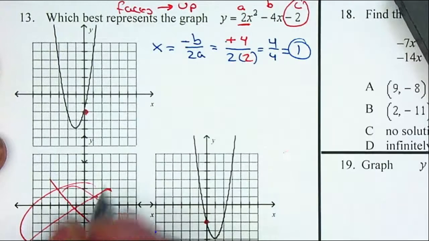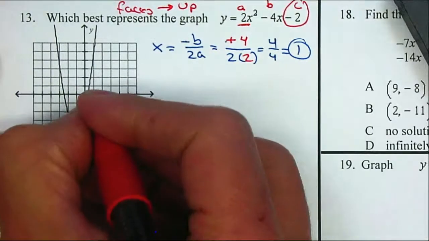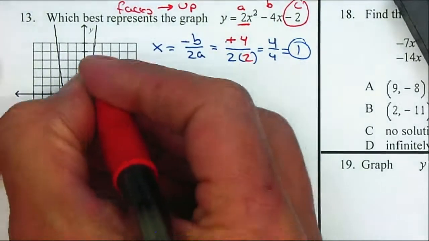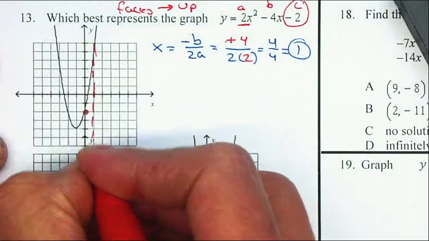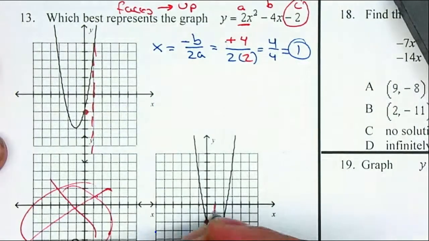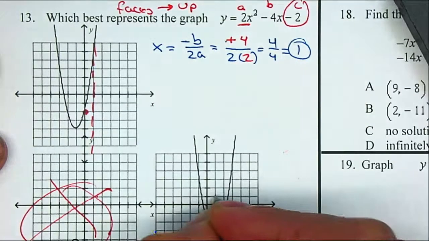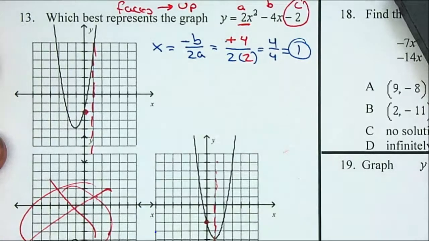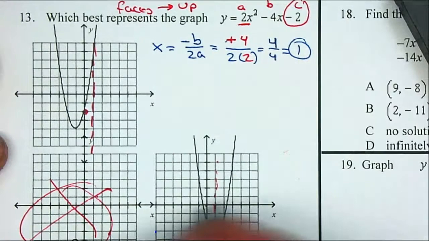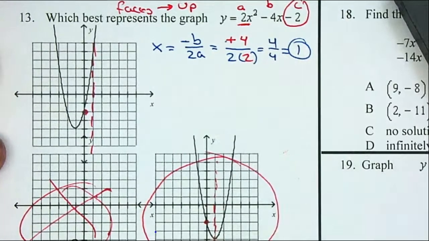That's my x value. So I'm going to go to the right one, and I'm going to make my line of symmetry. From here, you should be able to recognize that your answer is letter C.